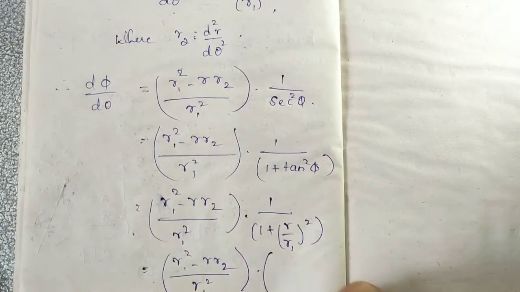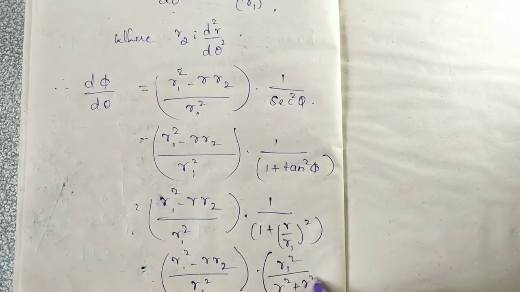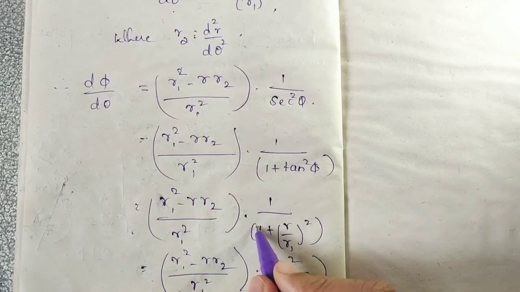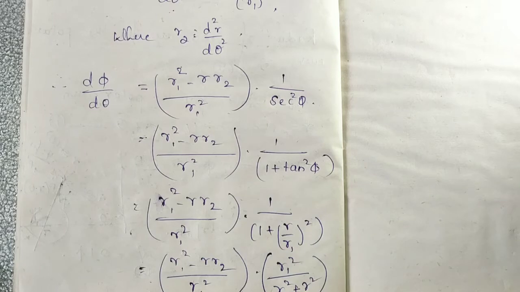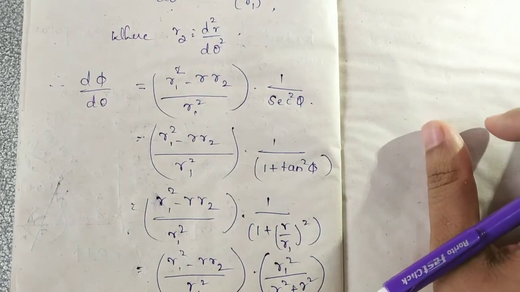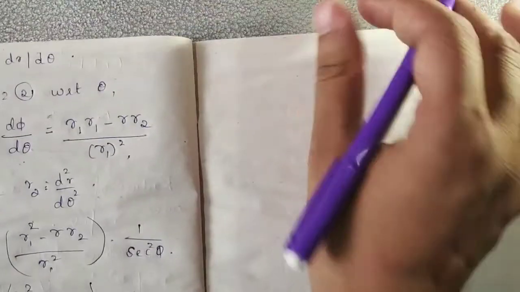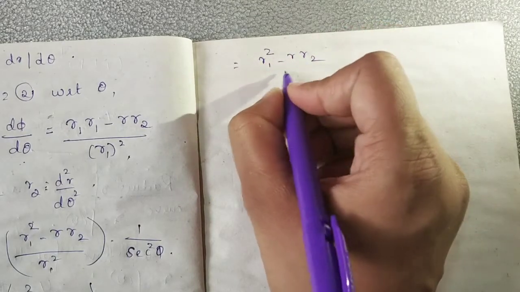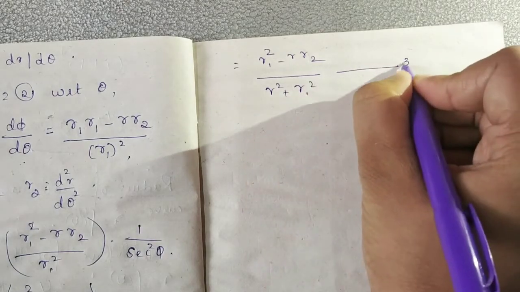As usual, this will be into r1 square divided by r1 square plus r square. Am I correct? Here is r square divided by r1 square. If you take the LCM here, this will be r1 square plus r square divided by r1 square. Again, the division by r1 square can be taken to the numerator. Now we can cancel this r1 square and r1 square. We are left with r1 square minus r into r2 divided by r square plus r1 square. Call this equation 3.